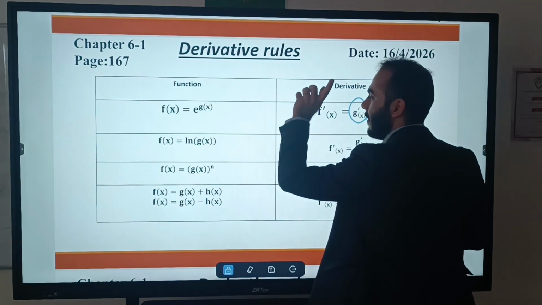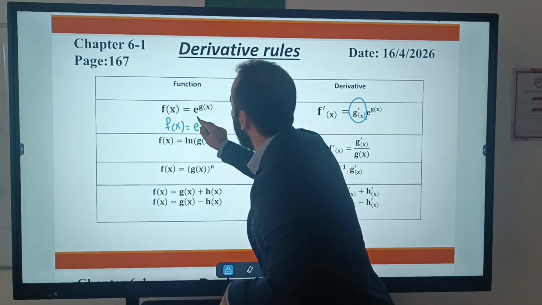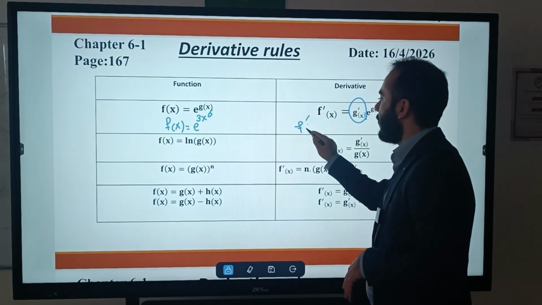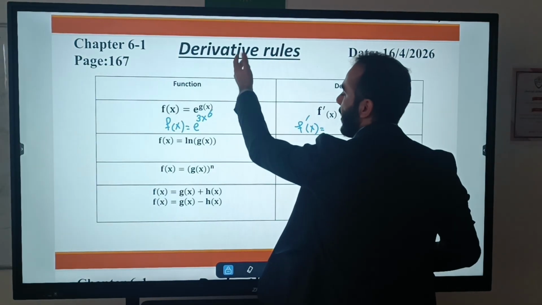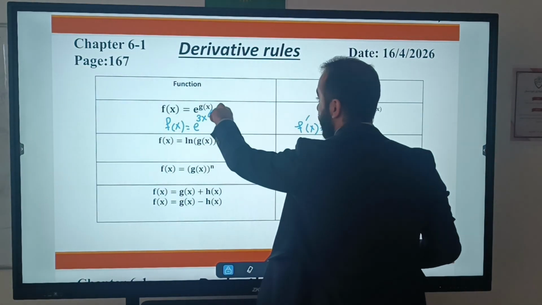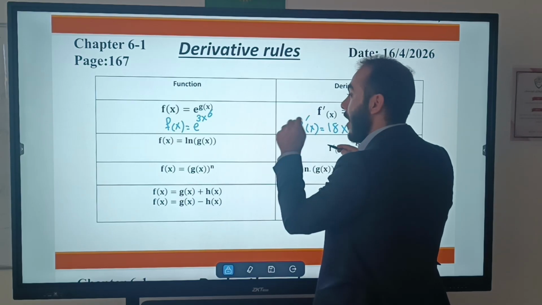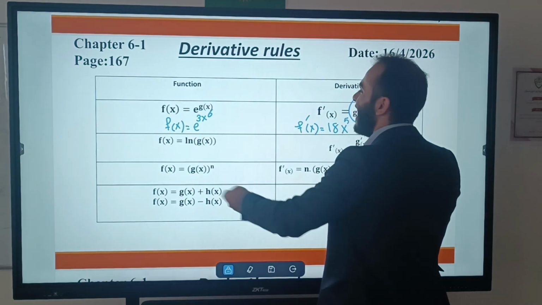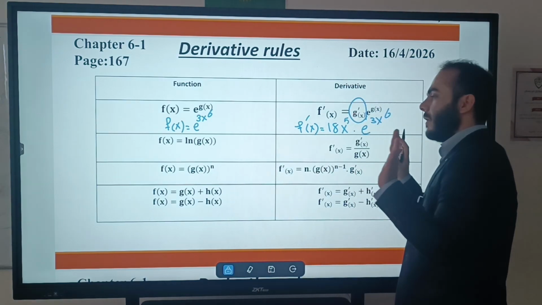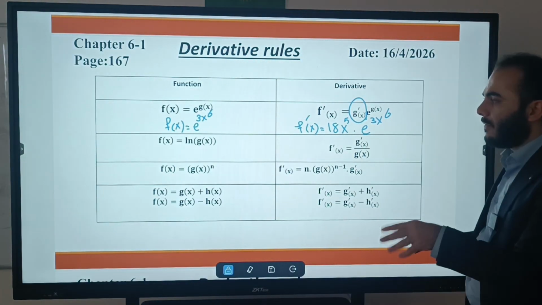Imagine we have f of x equals e powered by 3x powered by 6. In that case, f prime of x would be, what is the power? 3x powered by 6. By using the previous rules, this 6 is going to come down. So 6 times 3, 18, x powered by 1 less, which is 5, times the same function of e, which means e powered by 3x powered by 6. That's it. Take the derivative of the power and multiply by the same function.